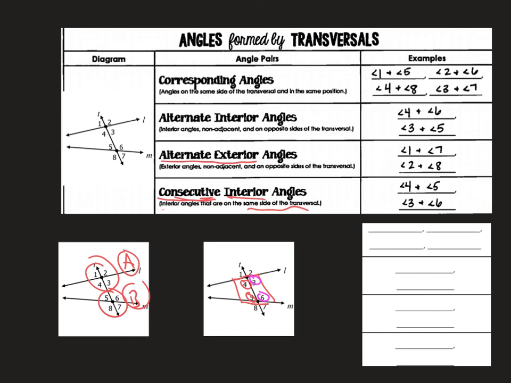So again, just to run through that, corresponding angles, 1 and 5. On the same side of the transversal, occupying similar locations to the 2 lines they're next to. Okay, then we got alternate interior, alternating on the diagonal on the inside. Then we got alternate exterior, alternating sides of the transversal on the outside. And then finally, consecutive interior, same side on the inside.